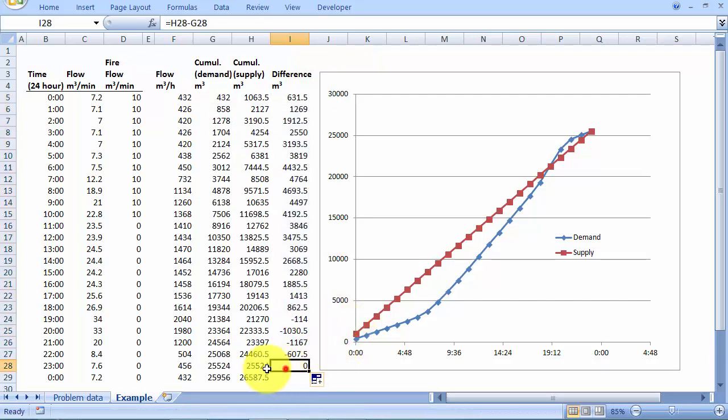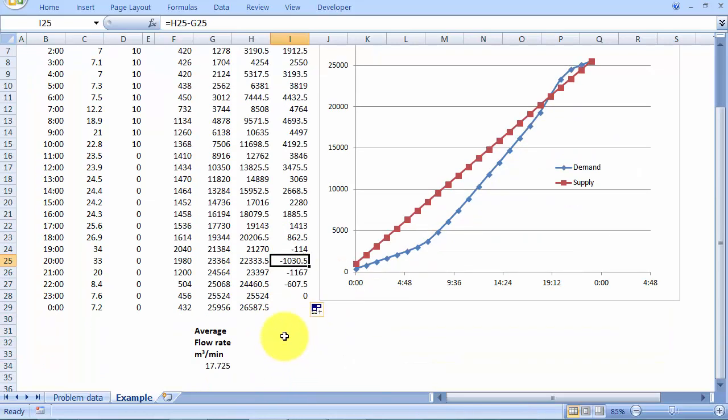So you see at the 24-hour mark again we have no difference. That's where it matches up perfectly. At all of the points we have some values. This point where we have quite large values of difference is where our supply is over our demand, and then we have the negatives where our cumulative demand has exceeded our supply, and we would need that extra bit of reservoir in the tank to be filled at that point.